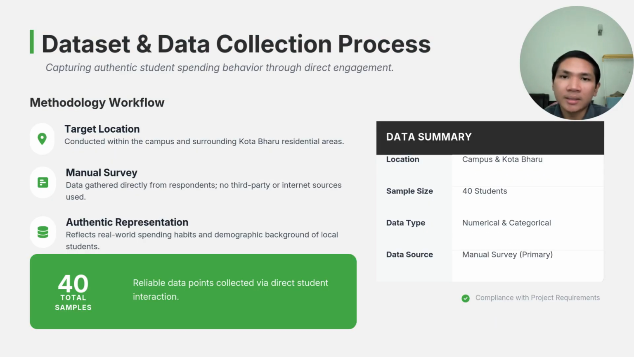Next slide is dataset and data collection. For our data, we didn't use a generic dataset. We conducted manual surveys in the campus and resident areas of Kota Baru. We gathered 14 unique samples directly from students to ensure our model reflects the actual costs of living in this specific region.